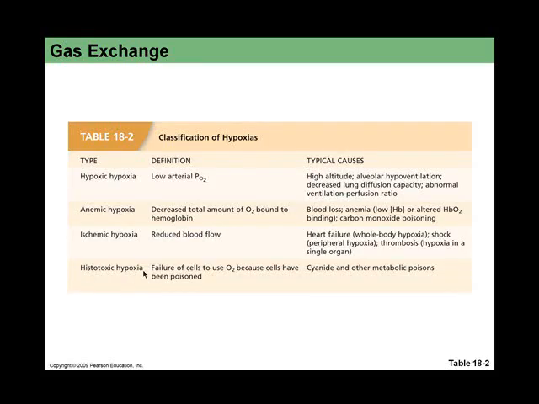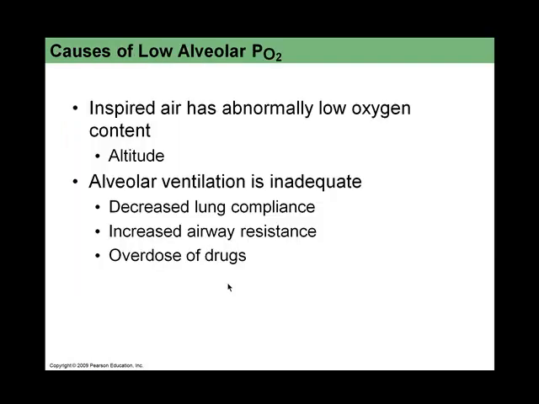So histotoxic hypoxia is the failure of cells to use oxygen because cells have been poisoned. So cyanide is a prime example. It inactivates the hemoglobin. Isn't that what it does? Let's check on that. And other metabolic poisons also can cause this.